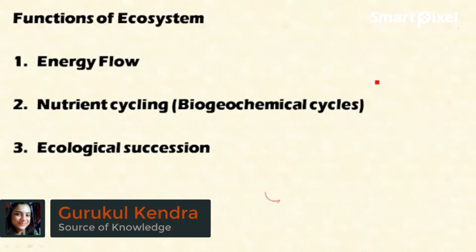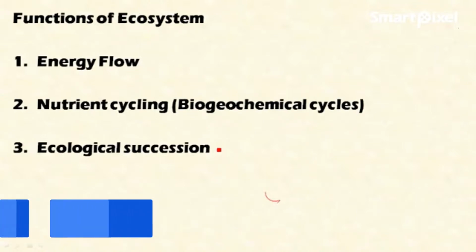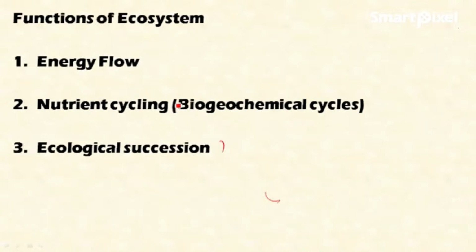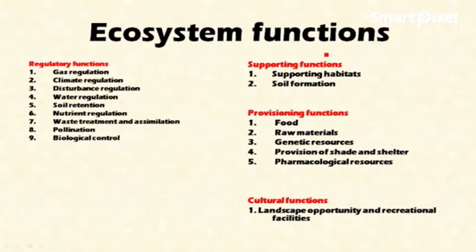Broadly, there are three important functions of the ecosystem. This includes energy flow, nutrient cycling, and ecological succession. Nutrient cycling is also called biogeochemical cycles. These broad functions are further divided into particular functions, including regulatory function, supporting function, provisioning function, and cultural functions.